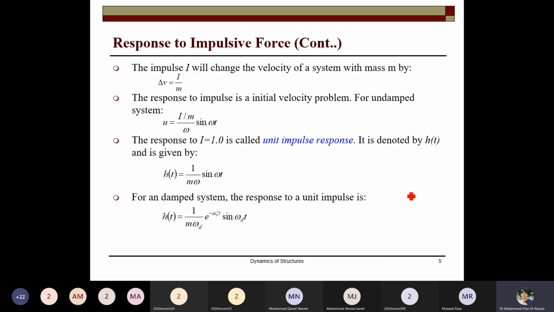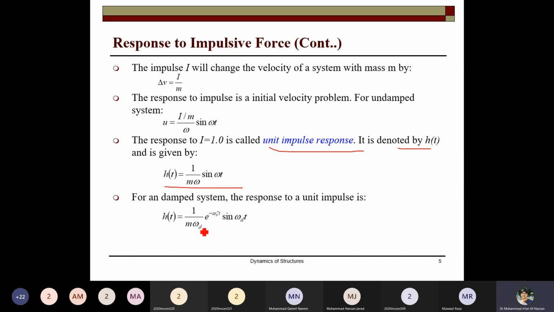So the impulse will change the velocity of the system with mass m. The velocity will also change. The response to impulse is the initial velocity problem for an undamped system. So the response of this system will be the initial velocity problem. We can compute it. The response to I equal to 1 is called the unit impulse response, and it is denoted by h(t). This is the unit response plot.